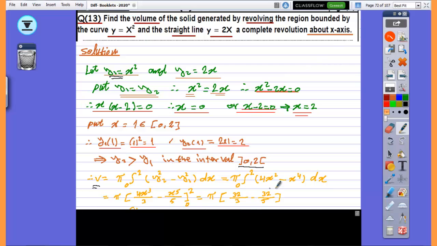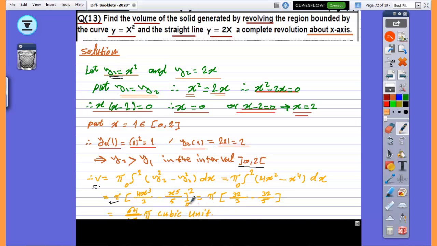So the value of integration, first we write pi, and the integration of 4x square is 4x power 3 over 3. We increase 1 to the power and we divide by the new power. So we have 4x power 3 over 3 minus x power 5 over 5, and the limits of integration from 0 to 2.